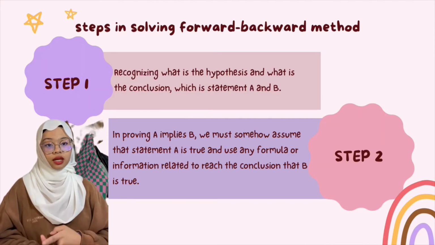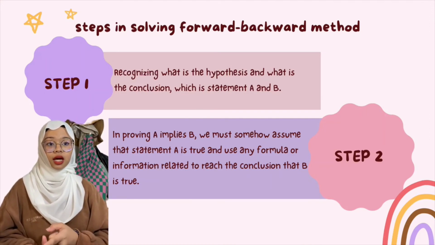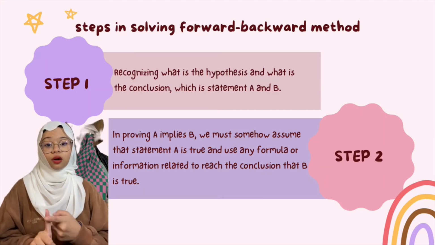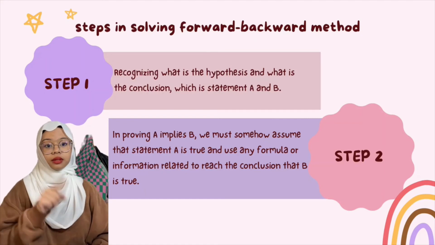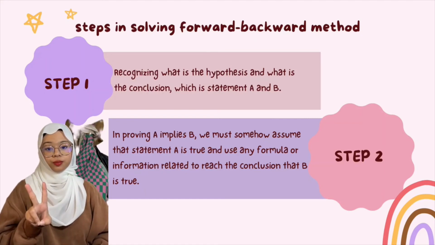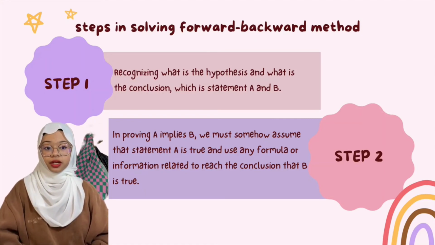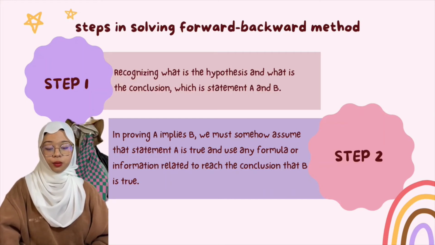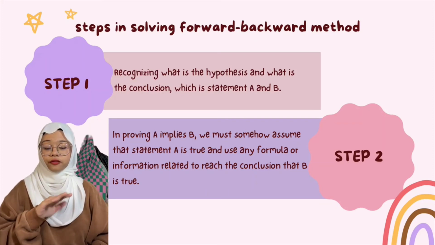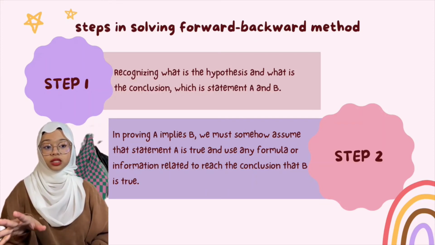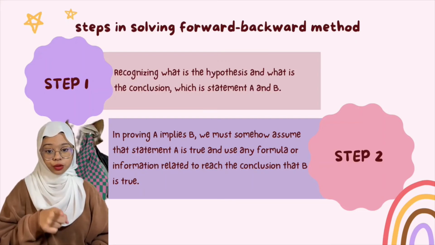Next, the steps in solving the forward-backward method. The very first step is recognizing what is the hypothesis and what is the conclusion, which are statements A and B. Okay, step 2. In proving A implies B, we must assume that statement A is true and use any formula or information related to it to reach the conclusion that B is true.